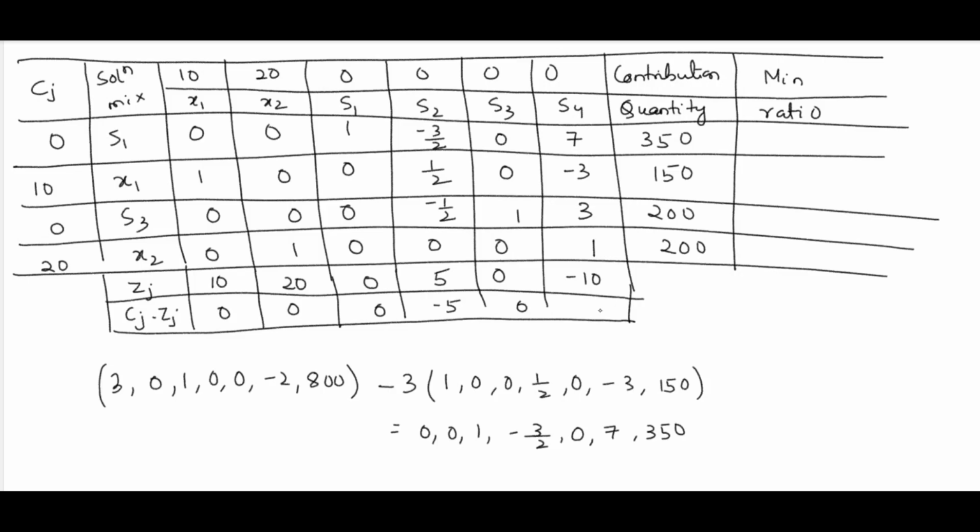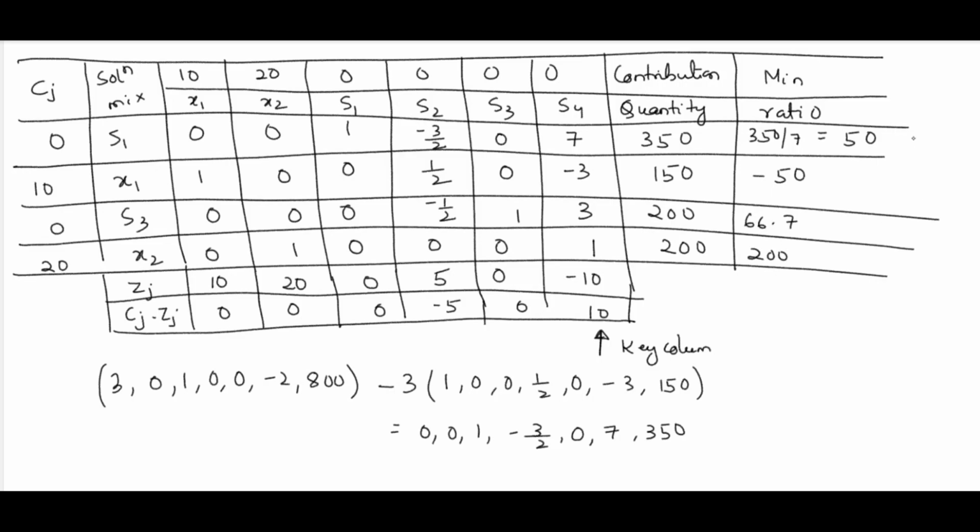0, and 10. Now the same rule: which one is the maximum value out of this? This 10 is the maximum value, so it is the key column. Dividing the contribution quantity by the key column element, that is 350 divided by 7, so it is 50. Similarly here you will get minus 50. Here 66.7, it is 200.